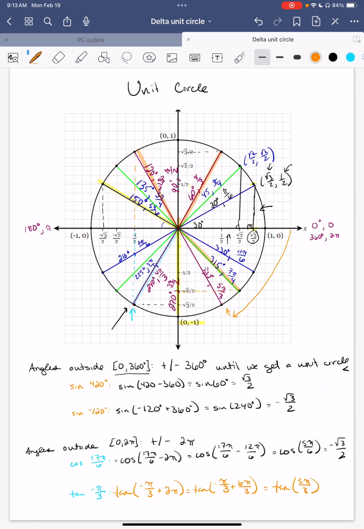So that means I need the y coordinate over the x coordinate. So again, looking right here, the y coordinate is negative root 3 over 2, and the x coordinate is 1/2. When I simplify all that, it's negative radical 3.